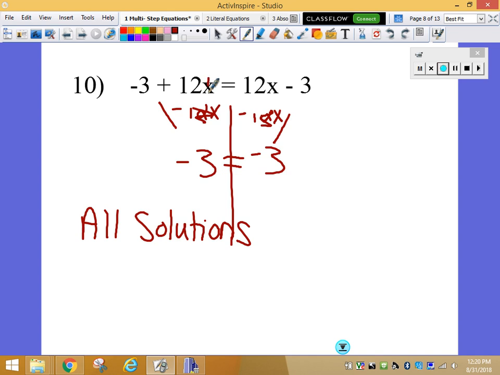I'm going to pick a 1 first. I'm going to plug a 1 in and a 1 in. 12 times 1 is 12, and negative 3 plus 12 is 9. 12 times 1 is 12. 12 minus 3 is 9. 1 works, so would 2. If we plugged 2 in, we'd get the same thing. So would 3, so would negative 500. Any number we pick to plug in is going to work. That's what all solutions means.